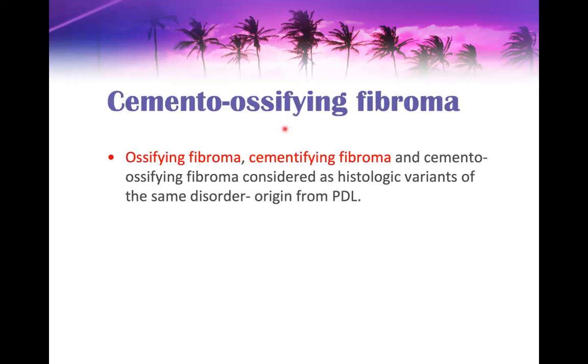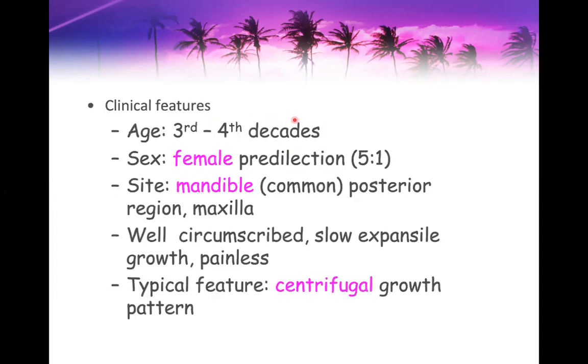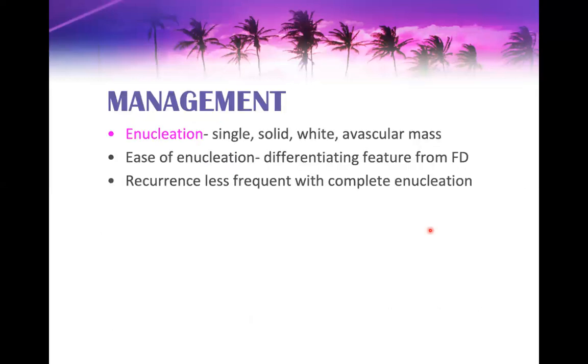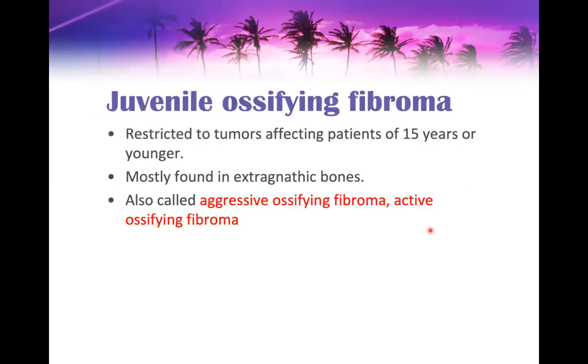The cementoossifying fibroma, also known as ossifying or cementifying fibroma, occurs in the 3rd to 4th decades, with female predilection, and the mandibular posterior region is the common site. It is a well circumscribed expansile growth with a centrifugal growth pattern. Radiographic features: it is a well-defined radiolucency with central calcification, and a radiolucent rim can be seen along with a sclerotic border. Management is enucleation.